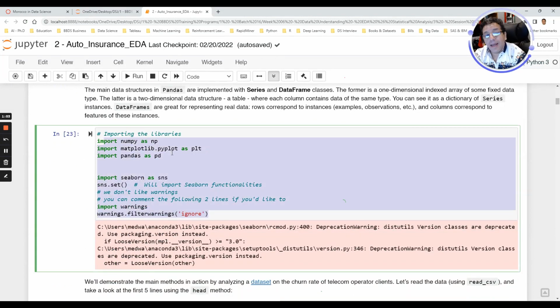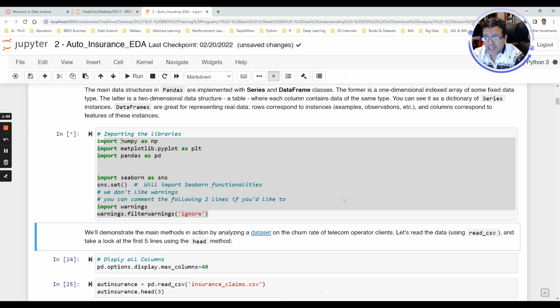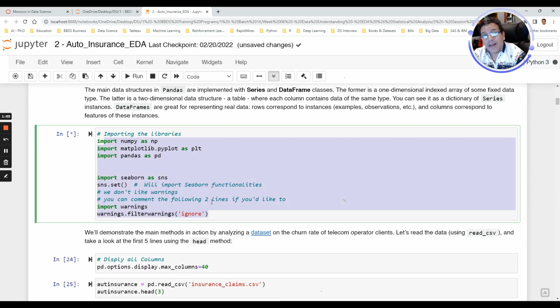We are going to import NumPy, Pandas and Matplotlib. So these are the libraries we are going to use. And again, NumPy is used for arrays, array computation or numerical Python. Matplotlib is used for data visualization. Pandas is used for data analysis. And Seaborn, there is a library called Seaborn.